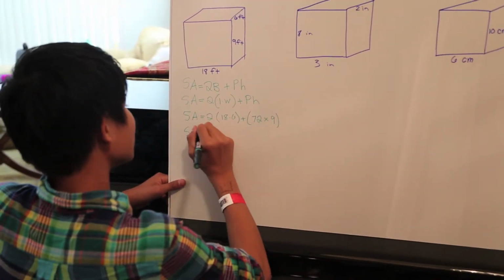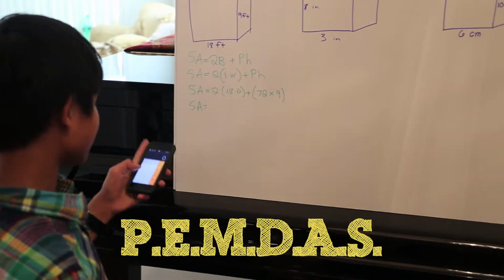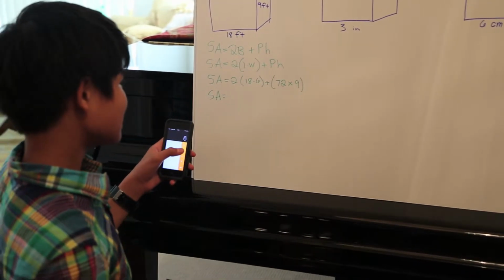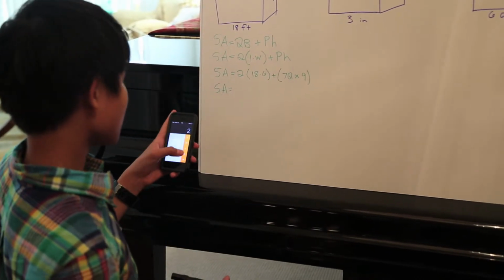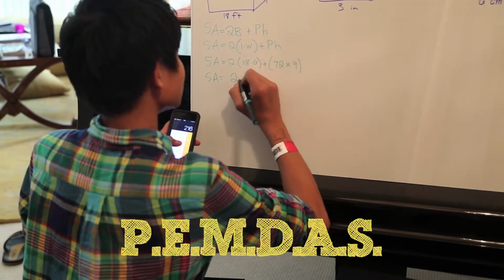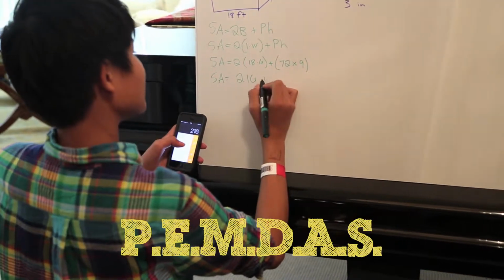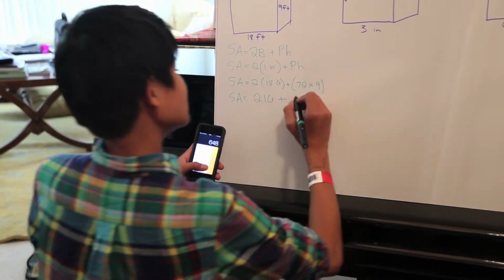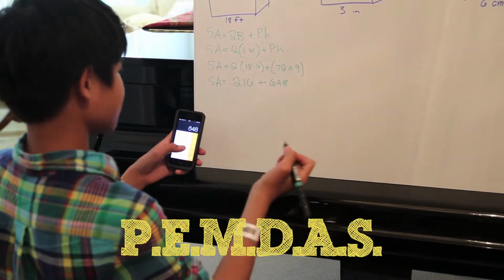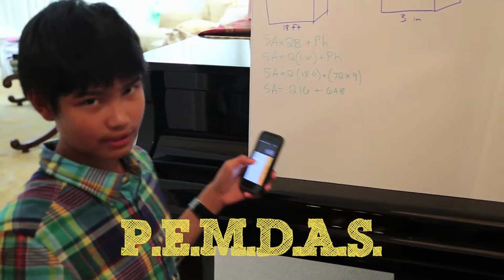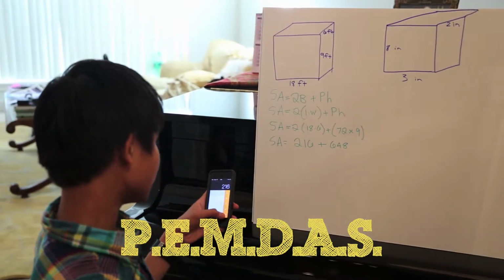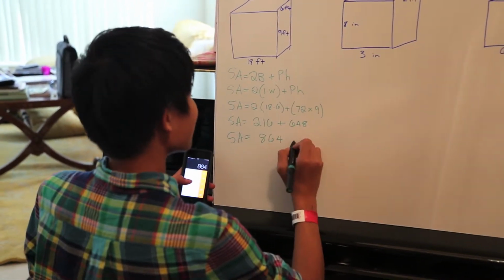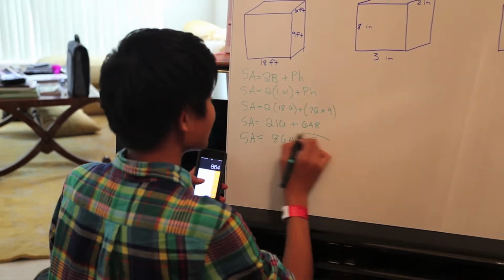So SA equals, what you want to do is 18 times 6 times 2, and that equals 216, plus 72 times 9, which equals 648. And then you don't erase your calculator because it'll be easier this way, so plus 216, the answer is 864 feet squared.